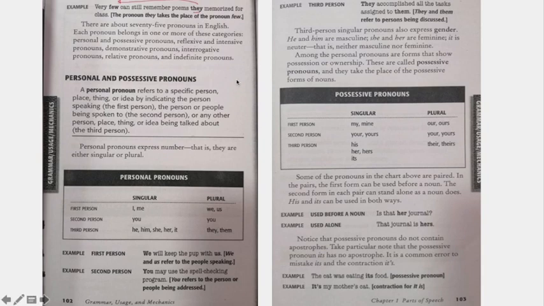Now the third person personal pronoun in this example is they: they accomplished all the tasks assigned to them. They and them refer to persons being discussed. Third person singular pronouns also express gender. He and him are masculine, while she and her are feminine. And the pronoun it is considered a neuter, that is neither masculine nor feminine.